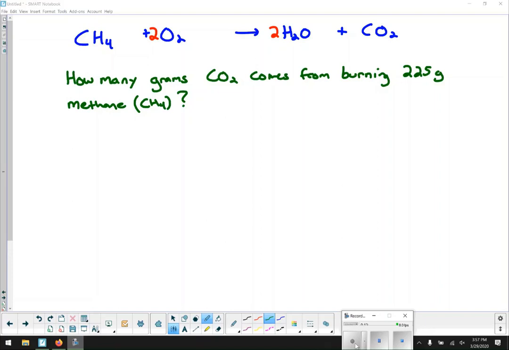Well, this is actually a fairly common type of chemical equation that people work with. If you've ever heard the term carbon footprint, like your carbon footprint, they actually mean how much CO2 is made for the energy you use.